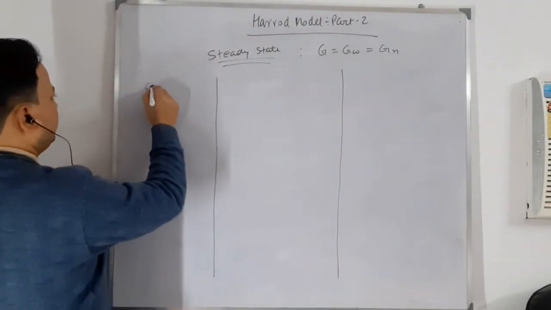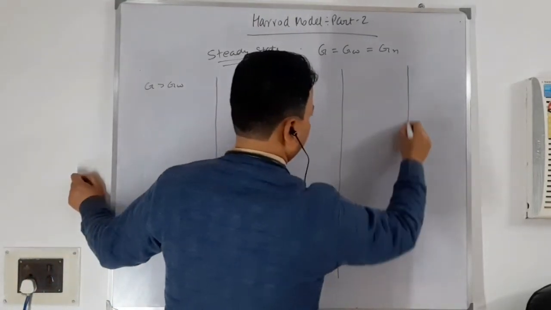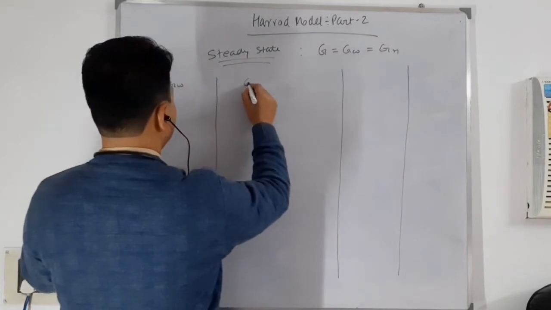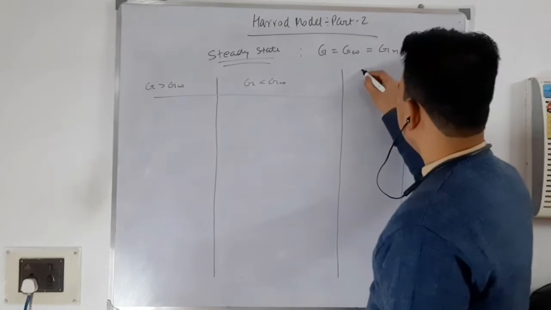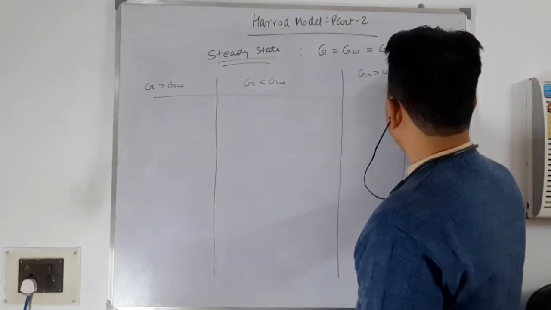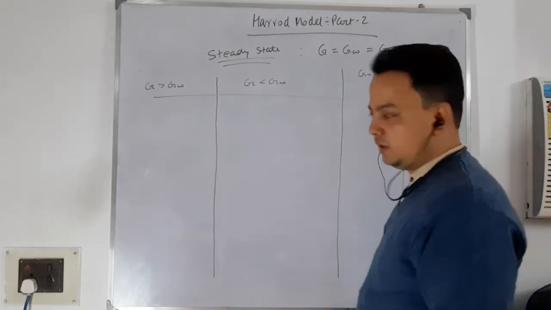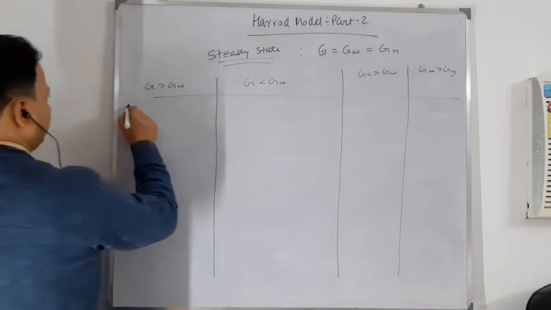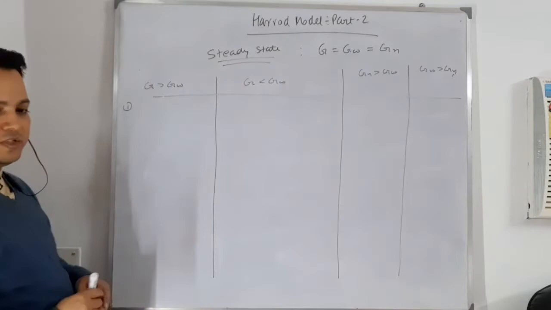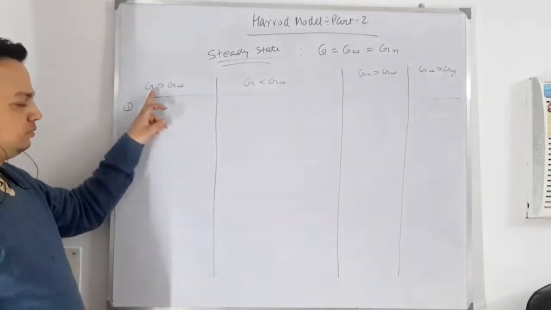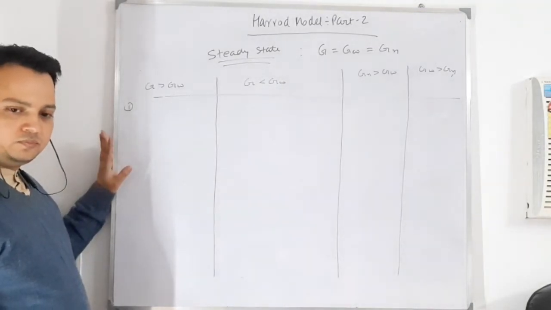G greater than GW. Let me draw one more here. Then I have to look at G less than GW. Then GM greater than GW, GW greater than GM. I am summarizing the outcome. What is this? Growth in aggregate demand is more than growth in capacity output. Right? Growth in aggregate demand is more than growth in capacity output. Yes or no?